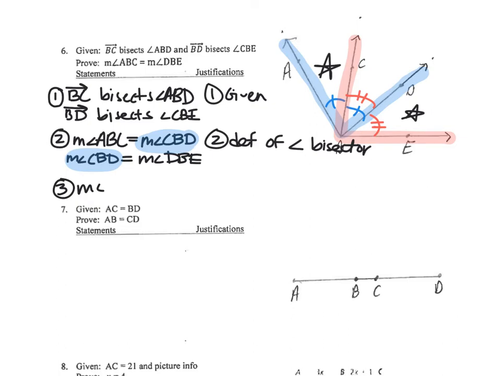Then I can say this. That's why it's important for you to know your properties, because we're going to start using it a lot more. So this is transitive.